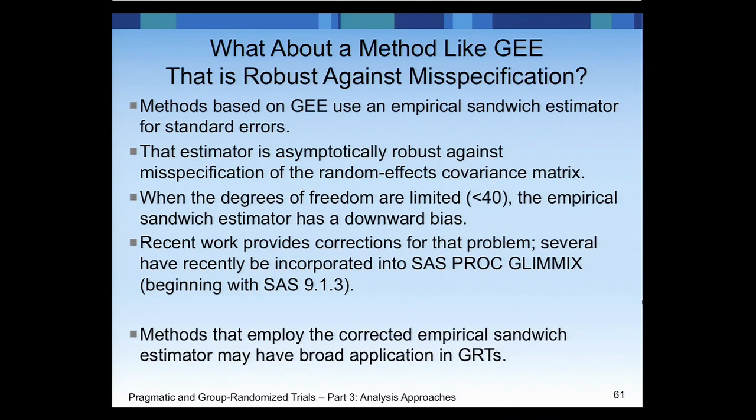So methods that employ the corrected sandwich estimator may have very broad application in group randomized trials, including small trials. Methods that use the standard empirical sandwich estimator should be reserved for circumstances when we have 40 or more groups in the trial. Recent work published just in the last few years suggests that these corrections do not work adequately when we have very small trials, so fewer than 8 or 10 groups per condition. In that case, you're actually better off to use the model-based methods that we talked about earlier.